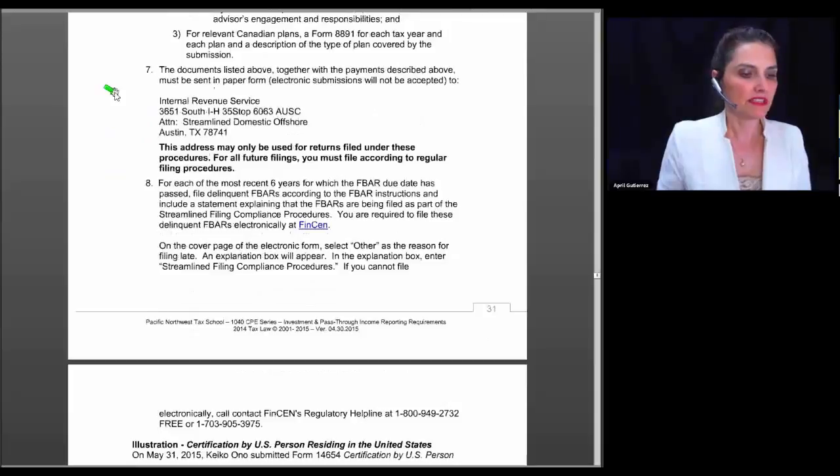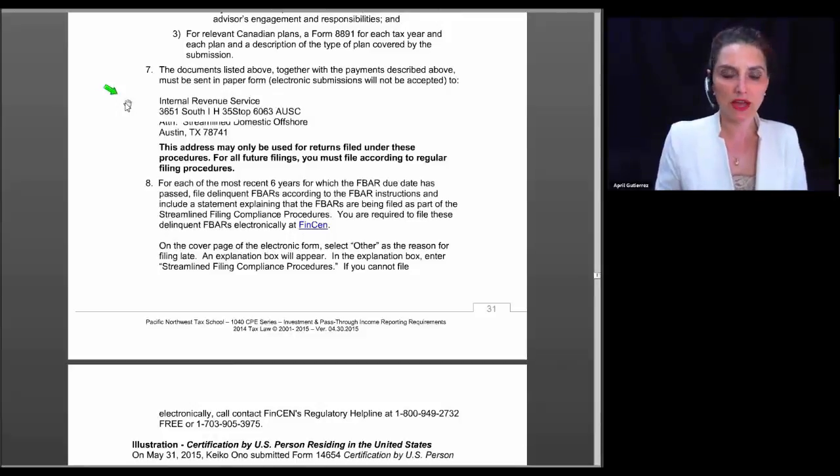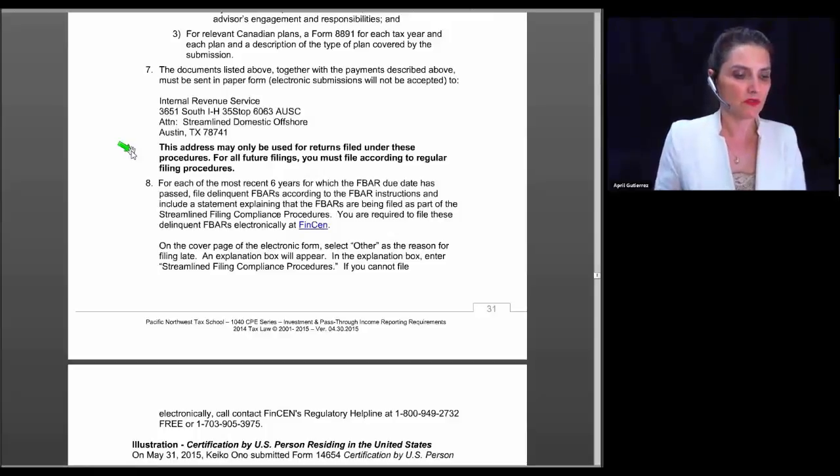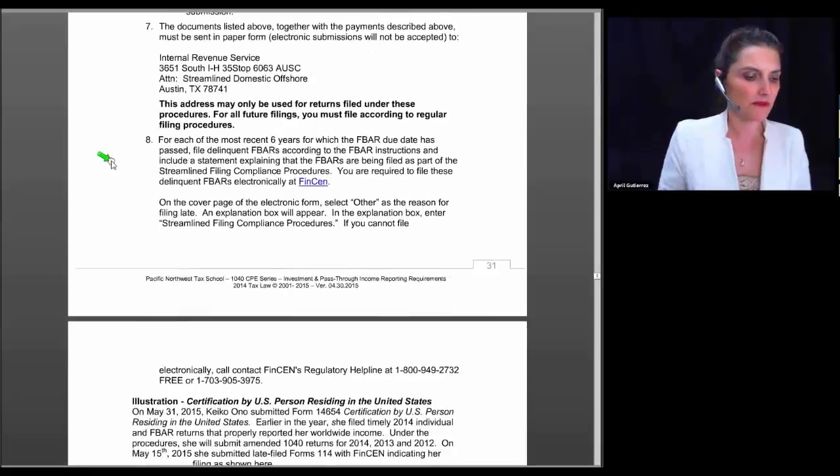The documents listed above, together with the payments described above, must be sent in paper form. Electronic submissions will not be accepted, and they need to go to this specific address, Attention Streamlined Domestic Offshore in Austin, Texas. This address may be used only for returns filed under these procedures, and for all future filings, you file according to the regular filing procedures.